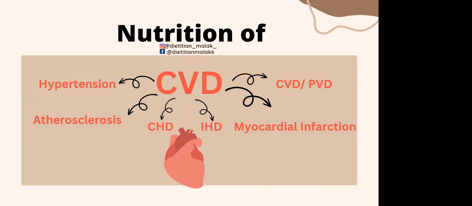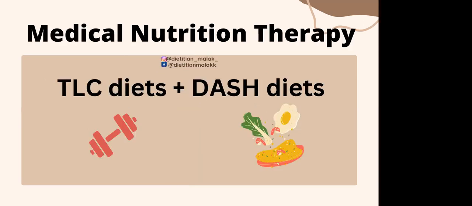common nutritional practices that dietitians follow whenever it comes to putting a CVD patient on a diet. Typically, we go for two main practices. Number one is the TLC diet, and number two is the DASH diet.